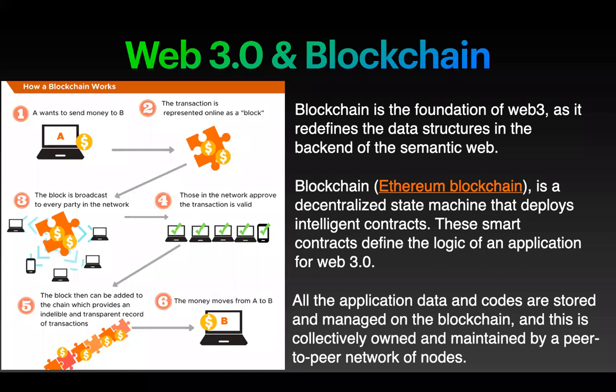Let's take an example of how it works. Suppose person A wants to send money to person B. The transaction is represented online as a block, the transaction code, and this block is broadcast to every party in the network. Those in the network approve that the transaction is valid, then the block can be added to the chain, which provides a transparent record of the transaction. And thus money is transferred.